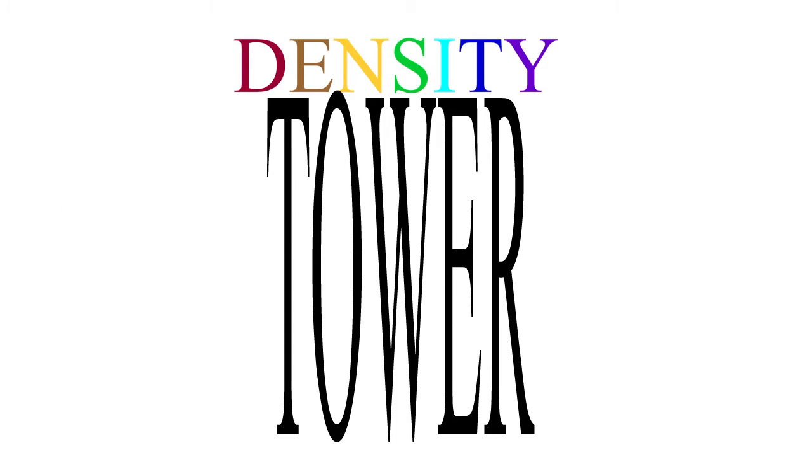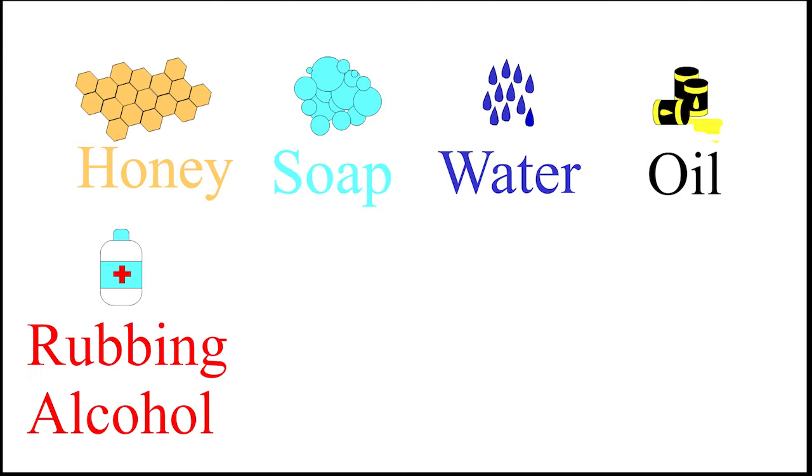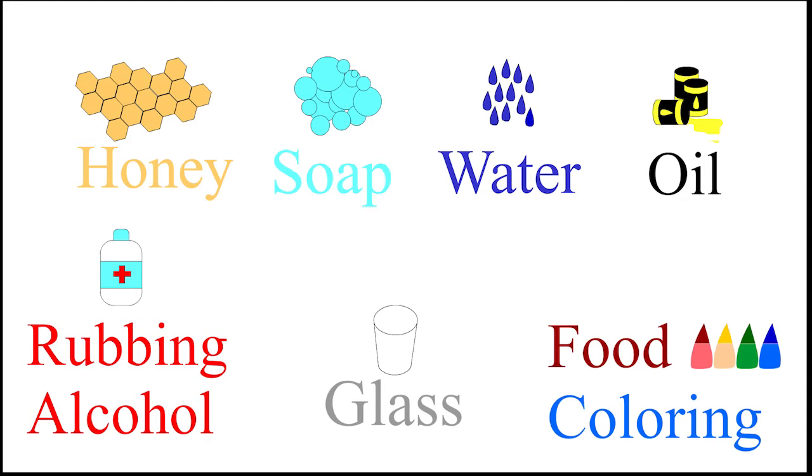You can do it with household liquids such as honey, soap, water, oil, rubbing alcohol, and a tall glass to put everything into. This is optional, but you can also have food coloring. I normally use 2 different colors for the coloring, and today I'm doing blue for the water and red for the rubbing alcohol so you can tell them apart.